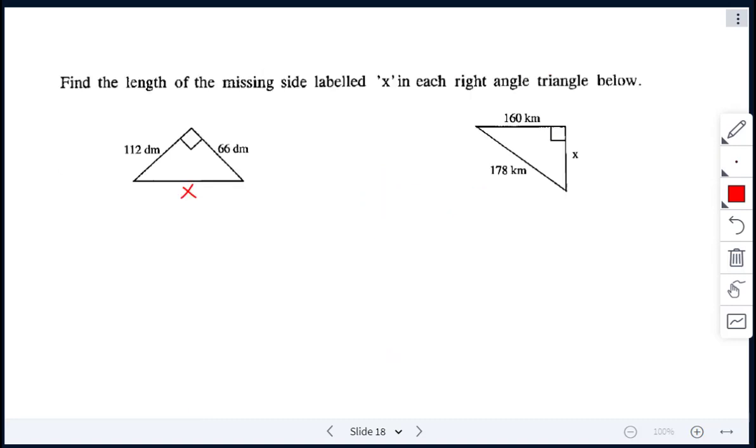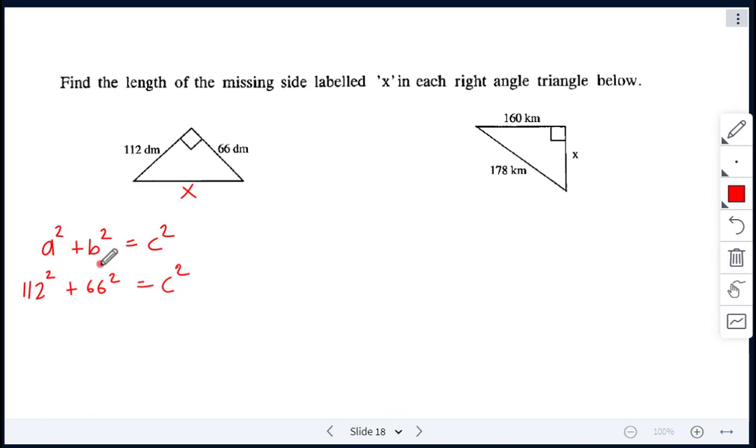Okay, so for the first example here, we have a side as 112 decimeters. We have this side as 66 decimeters. Here's our right angle, and directly across from it, this would be our hypotenuse. So therefore, we are solving for our C in the formula. A squared plus B squared is equal to C squared. So 112 squared plus 66 squared is equal to C squared.